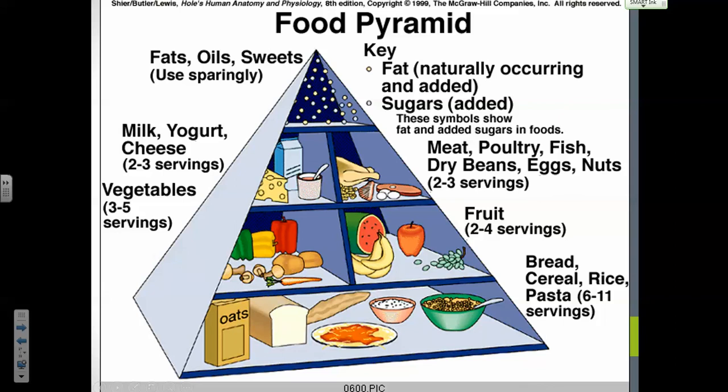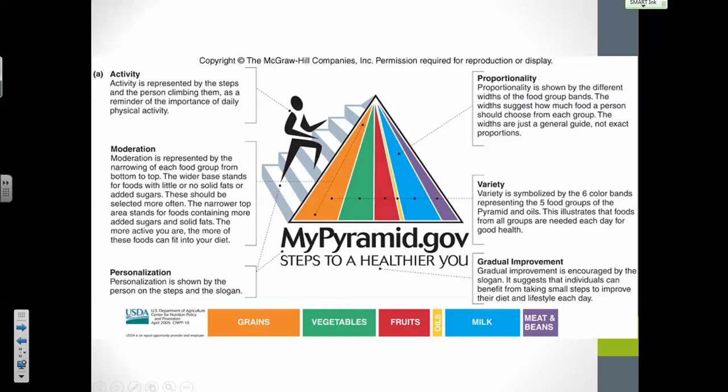Okay, so to be nutritionally sound. And what's at the bottom of the pyramid is what you would need the most servings of, and what's at the top is what you need the least servings of. So that's pretty self-explanatory, isn't it? But in 2005, the FDA came out with a food pyramid that was very different than that one. It looked like this. This was really complicated.